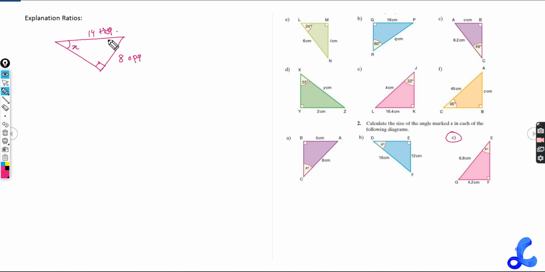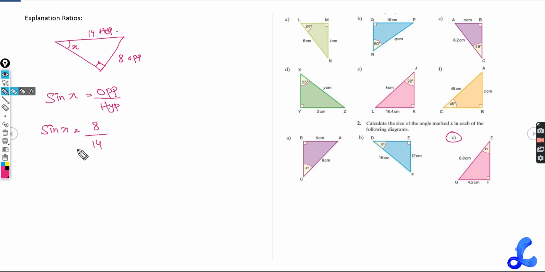What is the formula, or what is the ratio, in which hypotenuse and opposite both come together? That is the sine angle, or sine theta. SOH, S-O-H, right? So sine theta equals opposite over hypotenuse. So now we'll keep sine x equals opposite, which is 8, and hypotenuse, which is 14. Now look at this very carefully, okay?